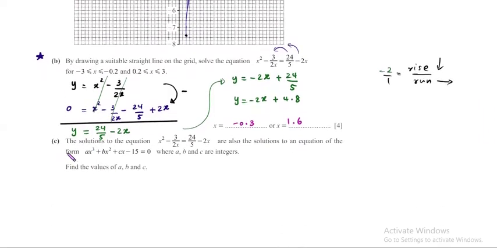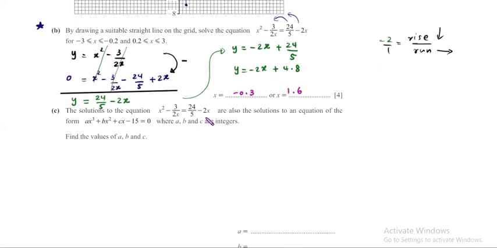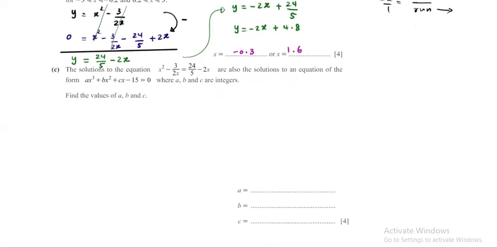Then the next one that we have is the solution to the equation x squared minus 3 over 2x is equal to 24 over 5 minus 2x. So we need to write this equation in this format and find what a, b, and c are equal to. Now, in the previous step, we brought all these terms to the other side. So we are going to do the same thing because we need to make the equation equal to 0. So that becomes x squared minus 3 over 2x minus 24 over 5 plus 2x. This is equal to 0.